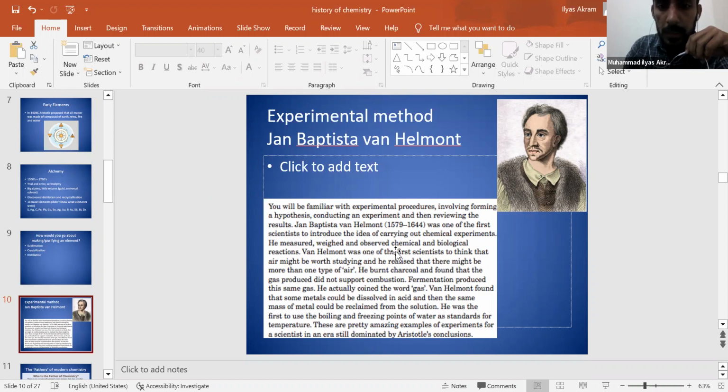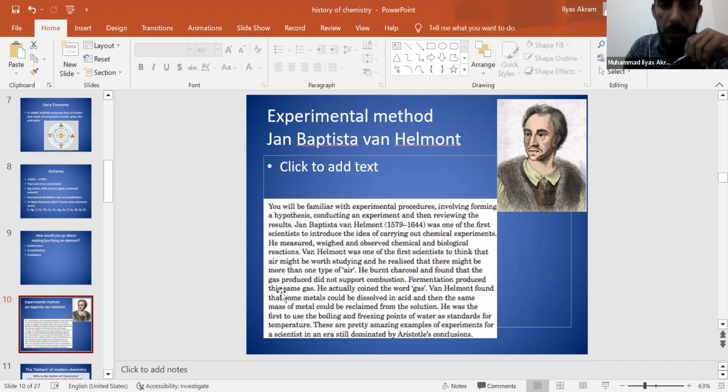So he studied his first experimental observation with the air, and he realized that the air is not singly one type. It may be more than one type. So he burnt charcoal, that is basically carbon, and found that the gas produced did not support the combustion. The gas basically was carbon dioxide, because when he burned charcoal, it emitted carbon dioxide, and that does not support the combustion process.